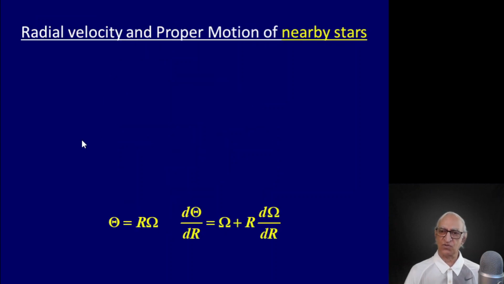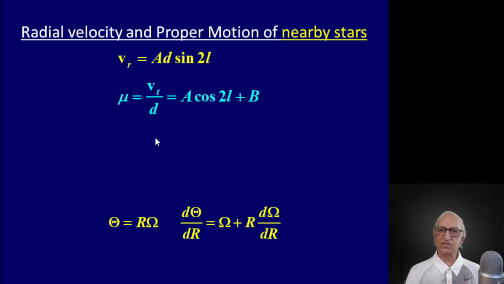So here, for the sake of convenience, I have written for you, theta is r omega. Therefore, the variation of the circular velocity with respect to the galactocentric radius, d theta dr, is equal to omega plus r d omega dr, which is a straightforward first derivative of this equation over there. So let's keep that in mind.